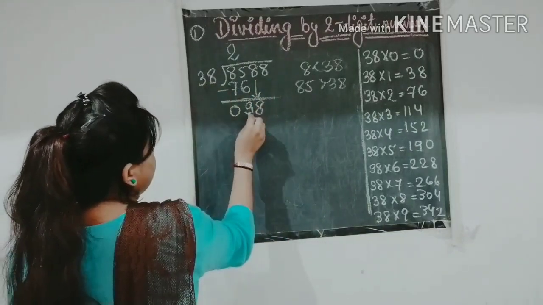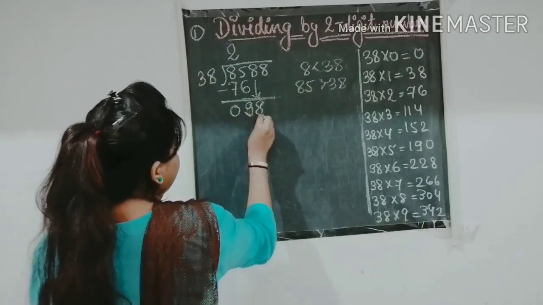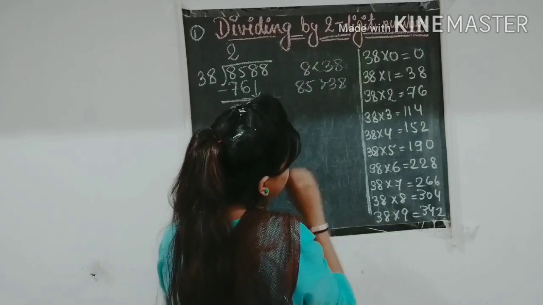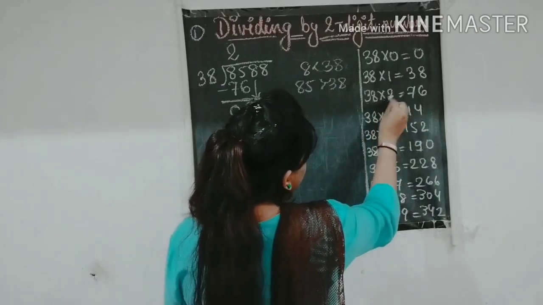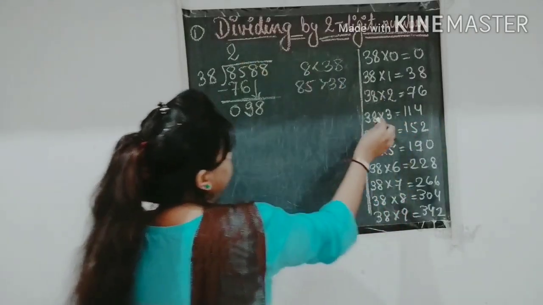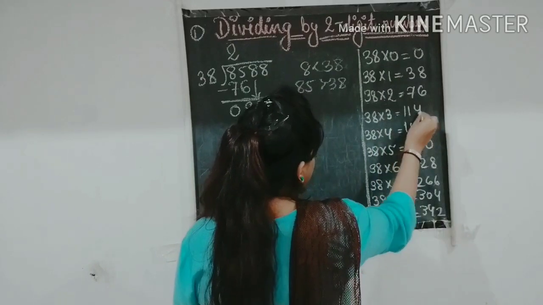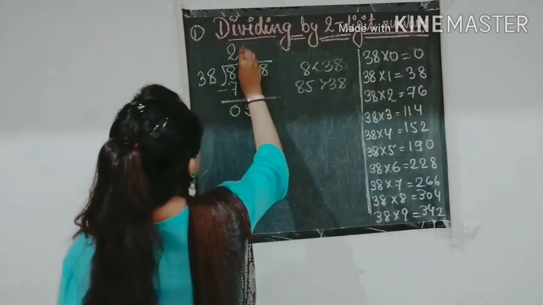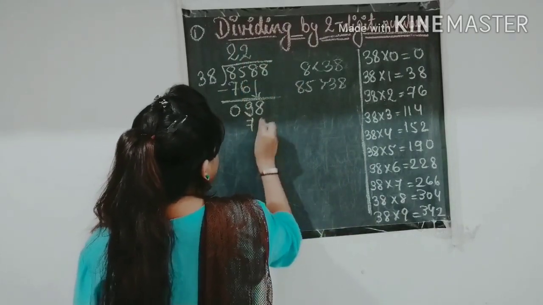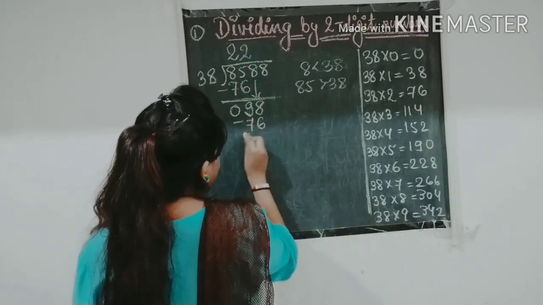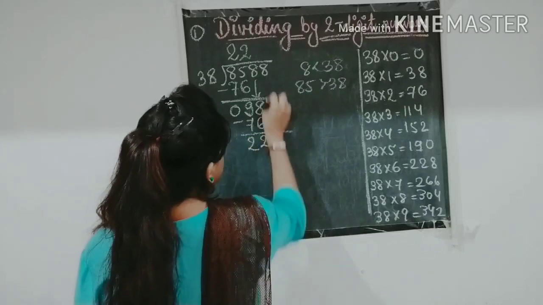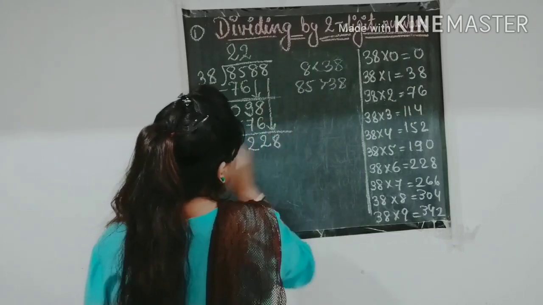Now take the nearest number to 98. In 38's table we have 38 2s are 76 because we cannot take 38 3s are 114, which is greater than 98. So we take 2s are 76 again and subtract. This is 22 and now 8 will come down.